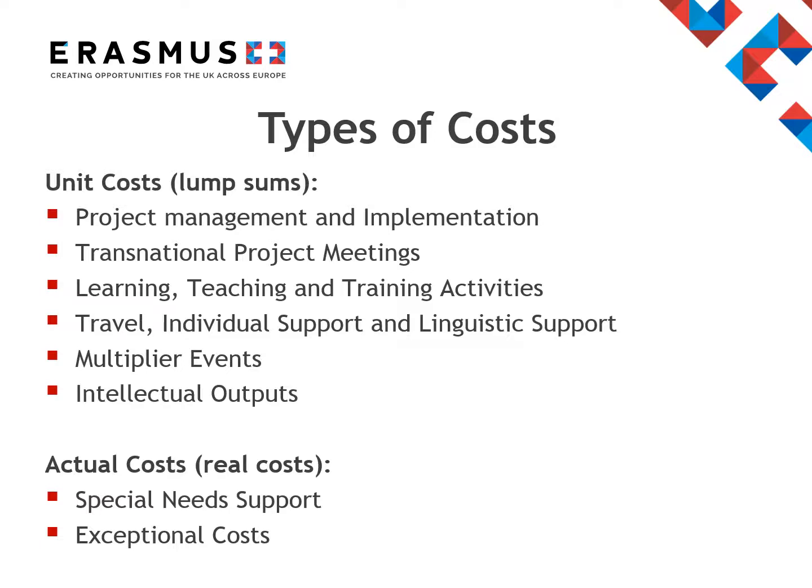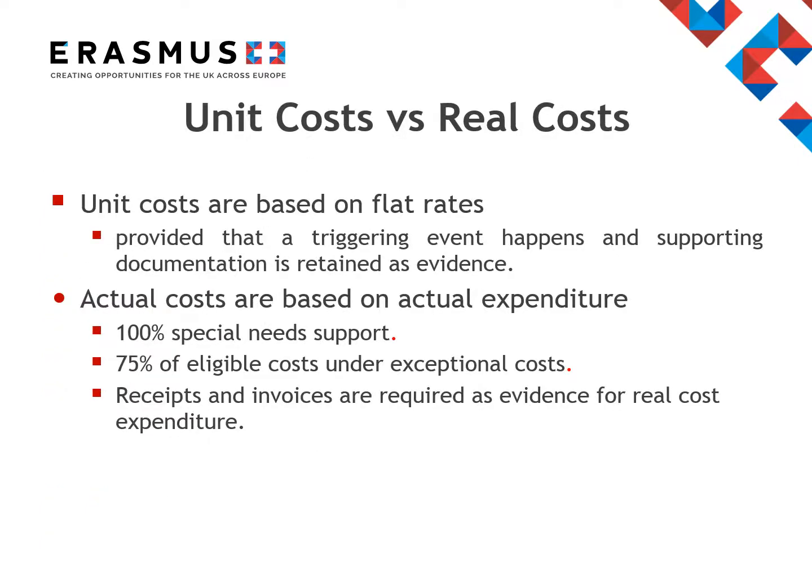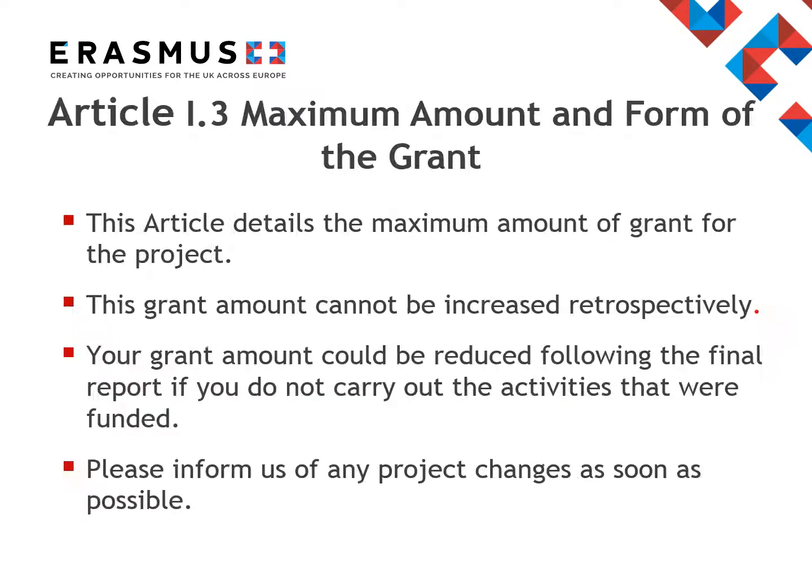There are 2 types of costs in your budget. These are unit costs and actual costs, and you can see on screen how they are separated out within the budget. Unit costs are based on flat rates, and this is provided that a triggering event happens and supporting documentation is retained as evidence. Real costs are based on actual expenditure, and you will get 100% of special needs support and 75% of eligible costs under exceptional costs. Receipts and invoices are required as evidence for the real cost expenditure.